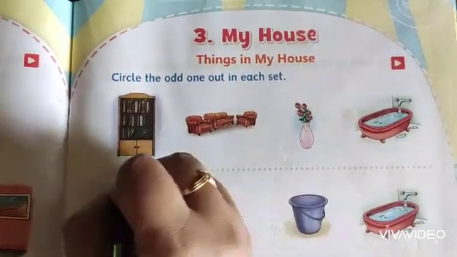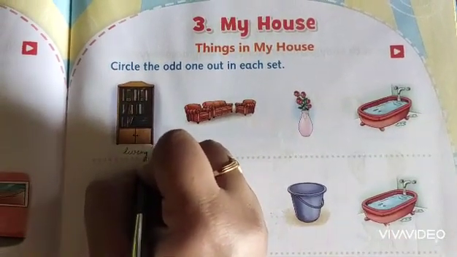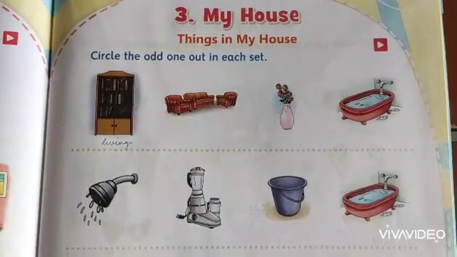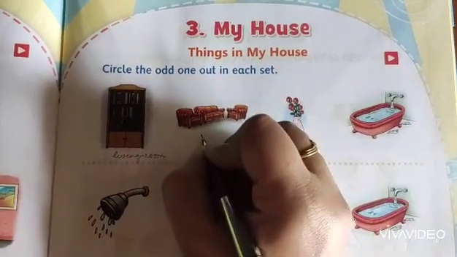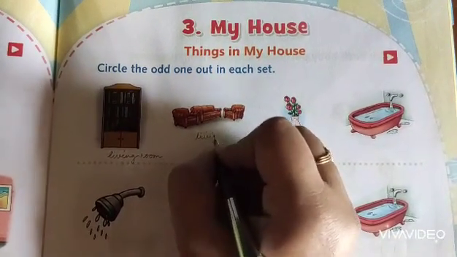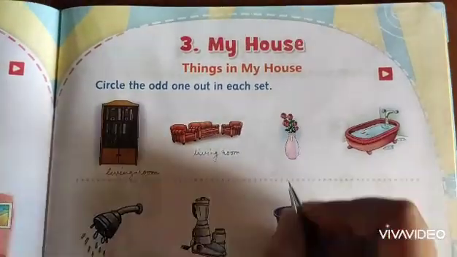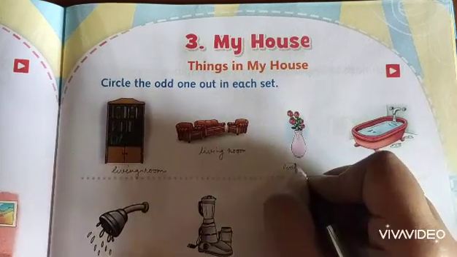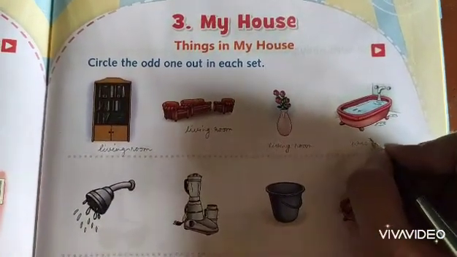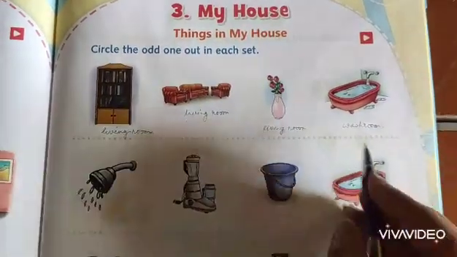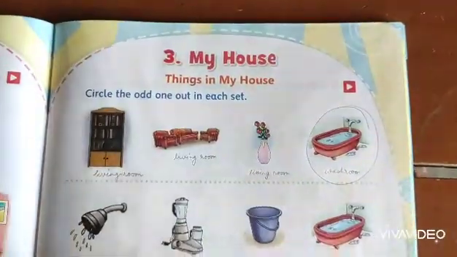We keep that in the living room. So I am writing here, no need to write. Living room. Same thing also, living room. Here also living room. And this is washroom. It means we keep the bathtub in the washroom. So this one is odd, circle it.